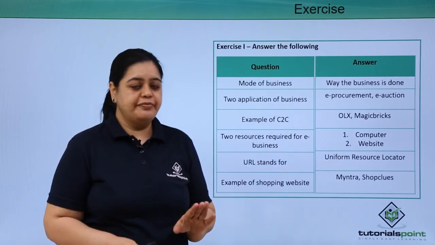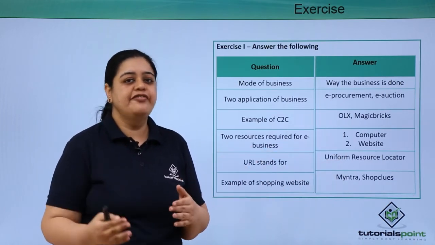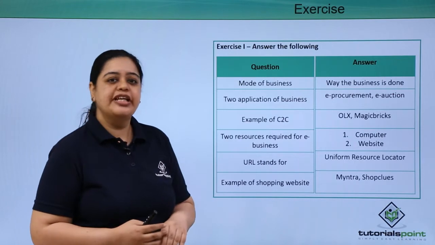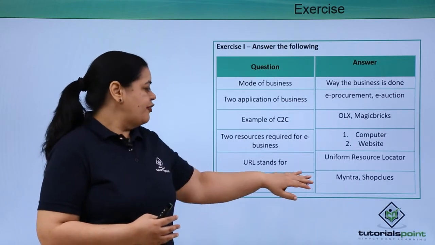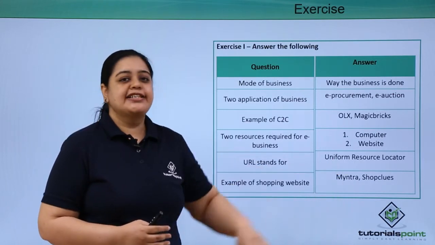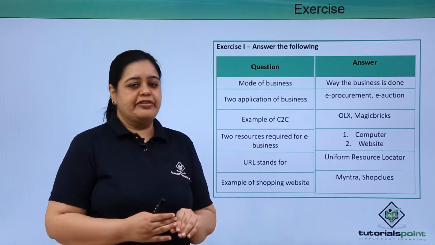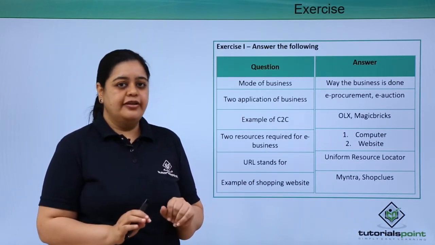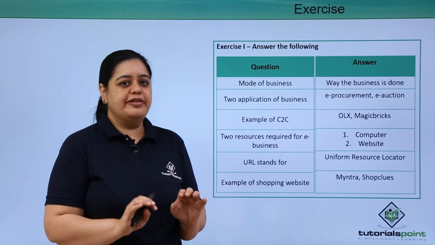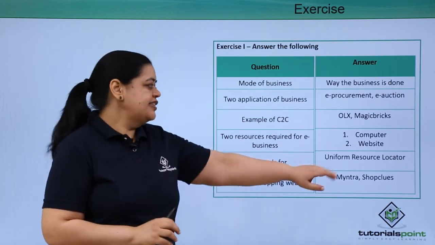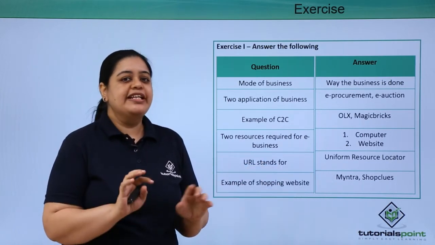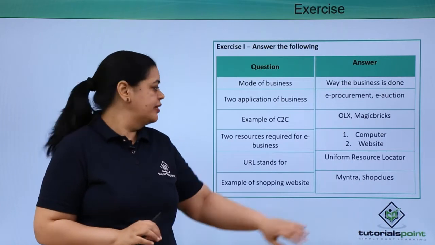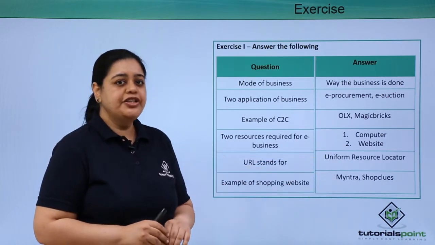Now what are the two resources which are required for e-business? One, you need to have a computer. Second, you need to have a website so that you can do e-business. Okay. Now what is URL? See, URL stands for Uniform Resource Locator. When you want to go to a particular website, you type the address. So that is what the URL is. When I am saying www.google.com, that is what I am referring to as a URL.